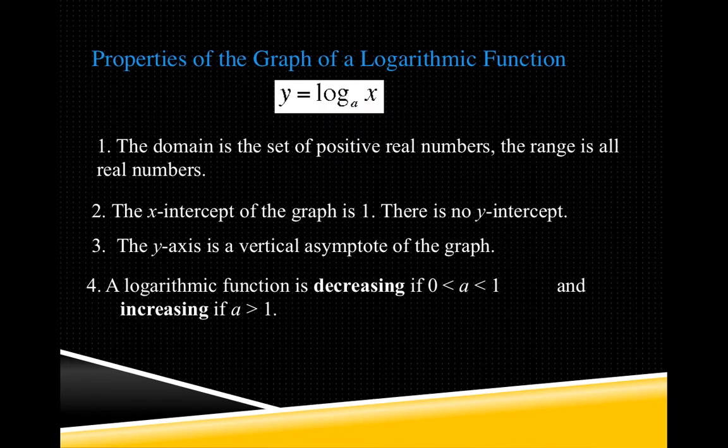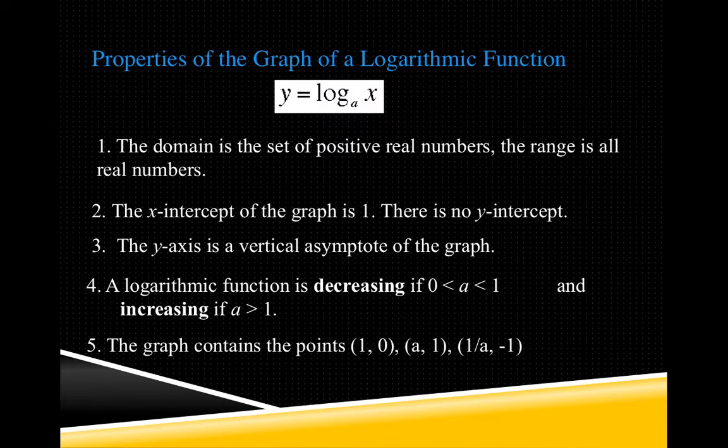Number 3, the y-axis is a vertical asymptote of the graph. Number 4, a logarithmic function is decreasing if a is between 0 and 1 and increasing if a is bigger than 1. And number 5, the graph contains these points: (1, 0), (a, 1), and (1/a, -1). These are your critical points. You must know them. This is your base. This is the reciprocal of your base.